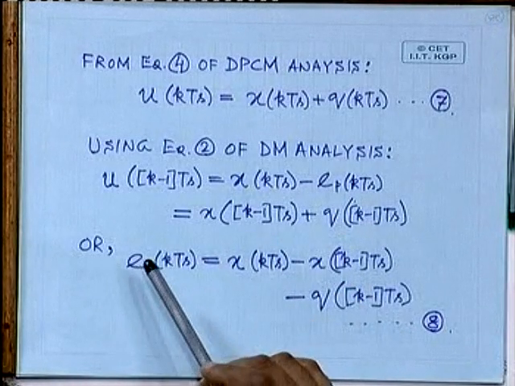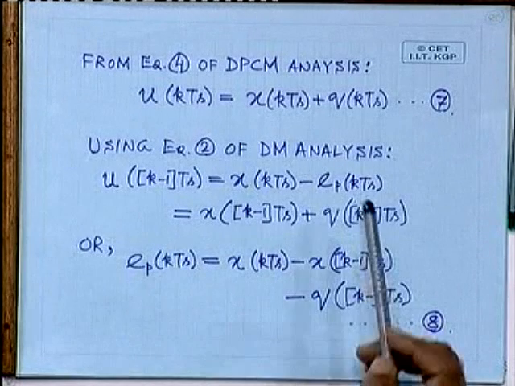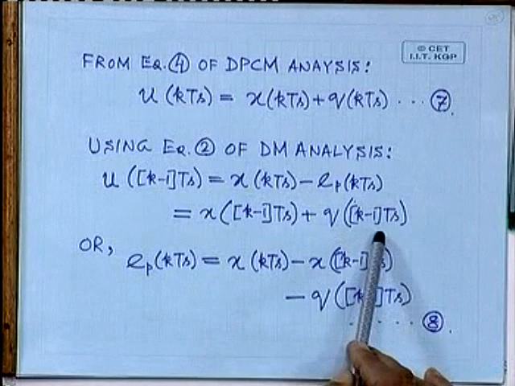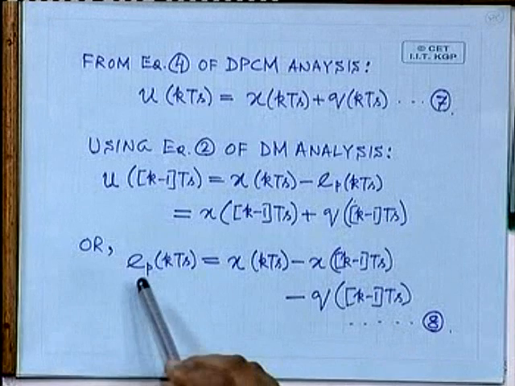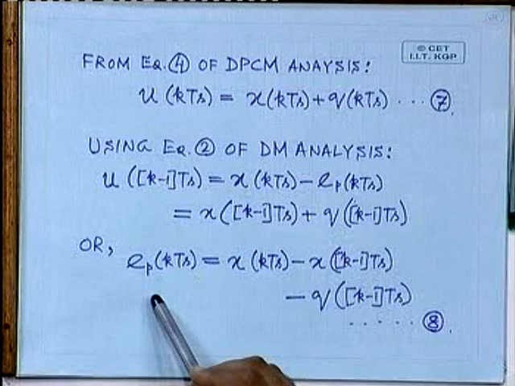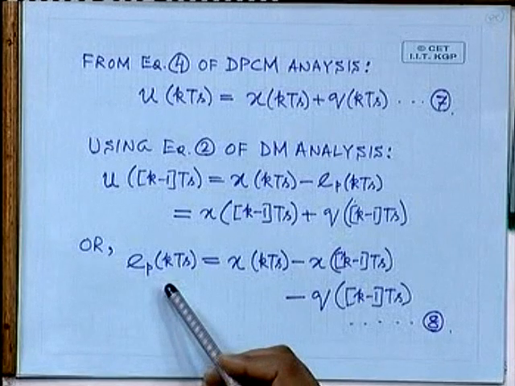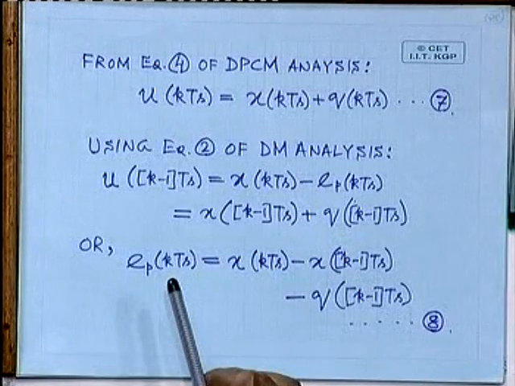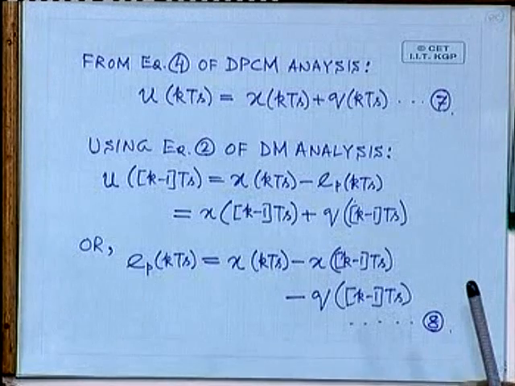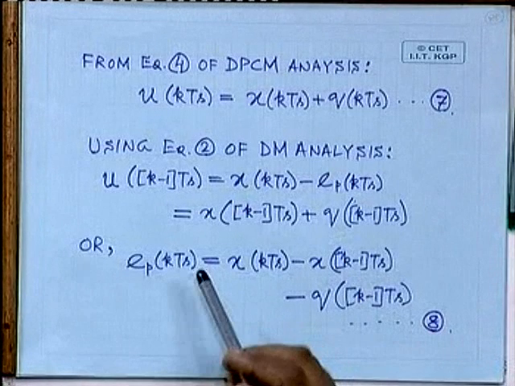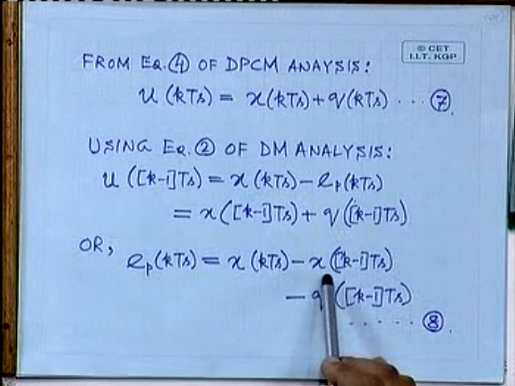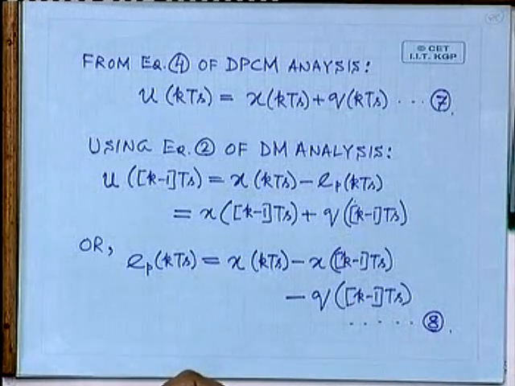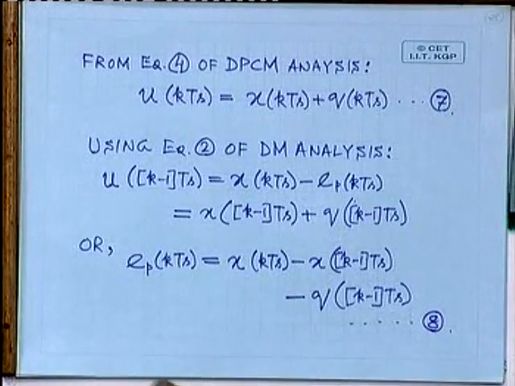And then making use of this equation number 7, which I reproduced, I can express equation 2 like this. Ultimately e_p(kTs), which is nothing but the input to the quantizer, is the difference between the kth speech sample and the corresponding output from the delay unit, which is x(kTs) minus x((k-1)Ts) minus q((k-1)Ts). Please take some time to verify that this is okay.